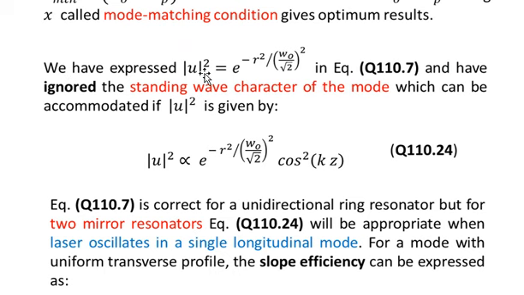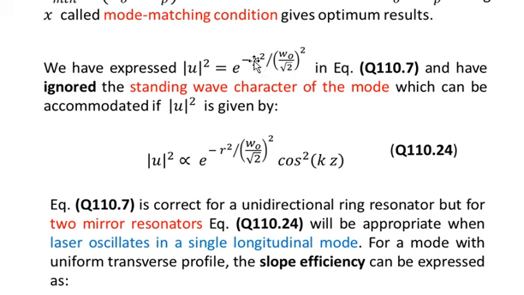We have expressed absolute square of u to be equal to e to the power minus r square over W naught square divided by 2. This is what we have already discussed in equation number 7, where there is no dependence upon the variable z, and we have ignored the standing wave character of the mode.